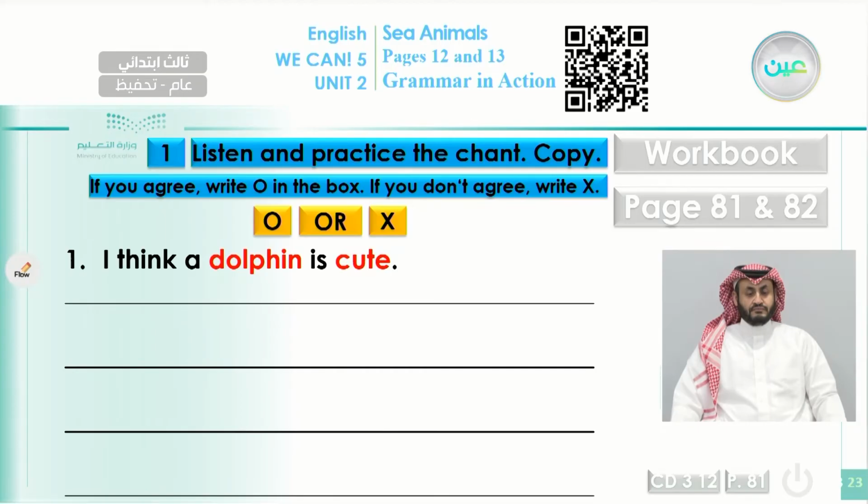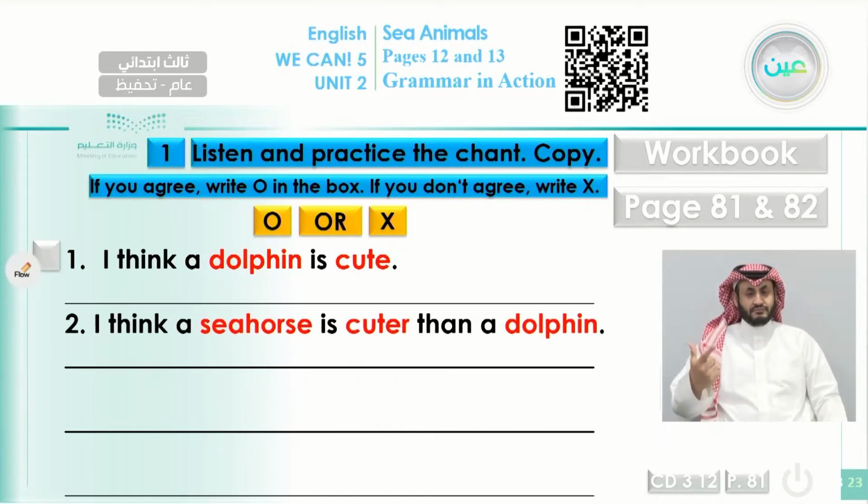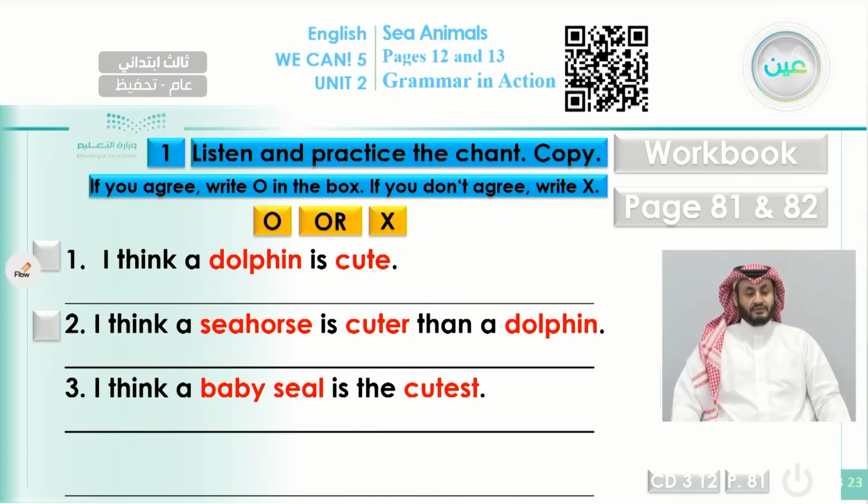Exercise 1. Listen and practice the chant. Then copy. If you agree, write O in the box. If you don't agree, write X. Number 1. I think a dolphin is cute. Number 2. I think a seahorse is cuter than a dolphin. Number 3. I think a baby seal is the cutest. Number 4. I think whales are fast.